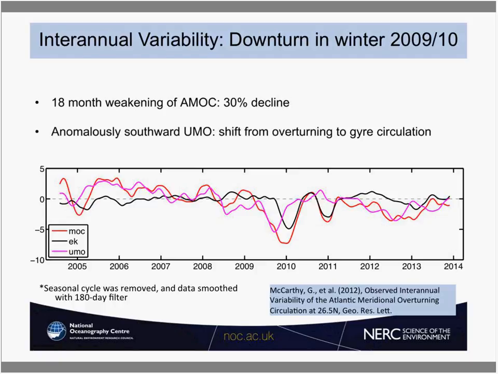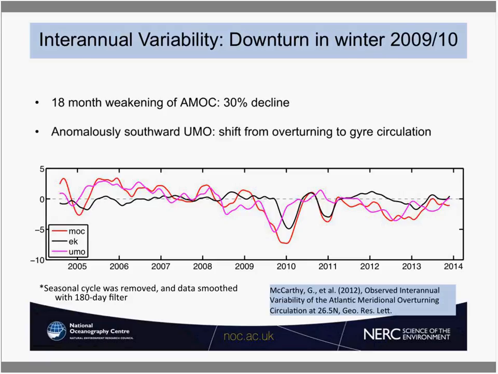Because of this major downturn that occurred in the winter of 2009-10, we've got the Ekman transport in red, upper ocean transport in black, or the gyre recirculation, if you want to call it that, in the magenta line. For the first 5 years, the AMOC had bubbled along at a relatively consistent rate. And then at the start of 2009, it began to drop. Over 18 months, there was about a 30% weakening in the overturning circulation, as in here.